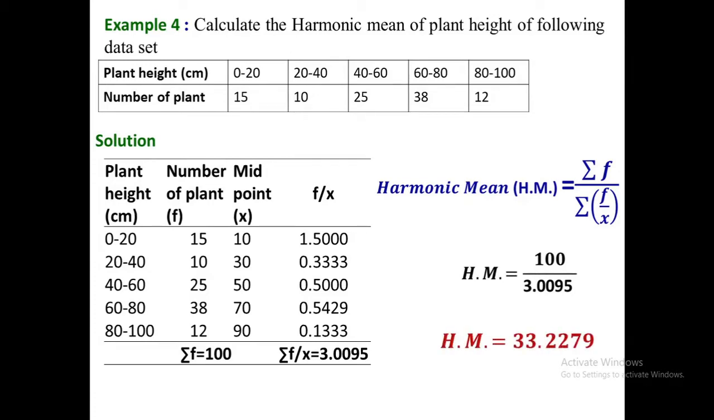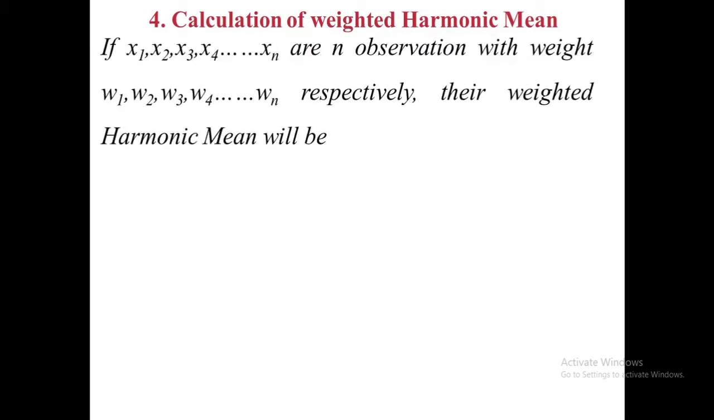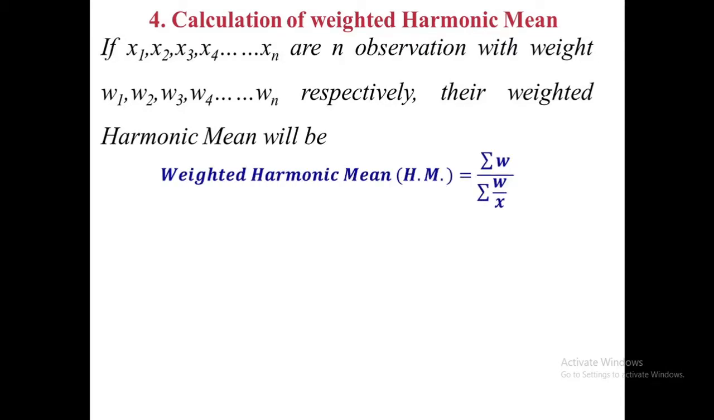33.2279. Sometimes there is a need to calculate the weighted harmonic mean, where x1, x2, x3 up to xn are the n observations with their respective weightage w1, w2, w3 and so on up to wn respectively. For such a data set, we can use the weighted harmonic mean formula, which is summation w over summation w over x.